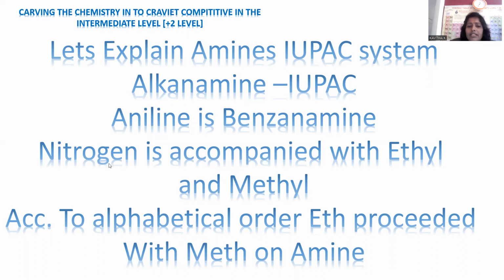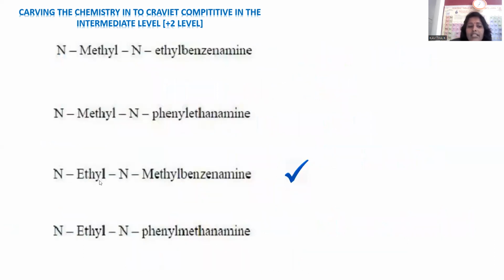And here the amine has two alkyl groups. The central nitrogen has two alkyl groups. One is ethyl, another is methyl. Among ethyl and methyl, the order will be alphabetical. E will come first rather than M. So alphabetical order will be followed, and we have to pronounce ethyl first, later methyl. Hence the correct answer will be: this ethyl is on the nitrogen, hence N-ethyl, followed by the methyl on nitrogen, hence N-methyl, and the parent chain is benzanamine, right?